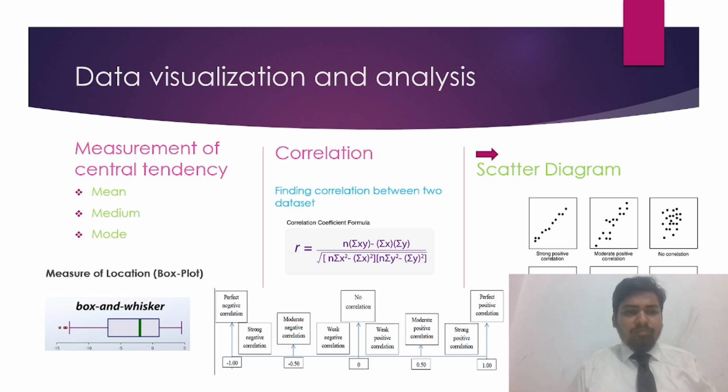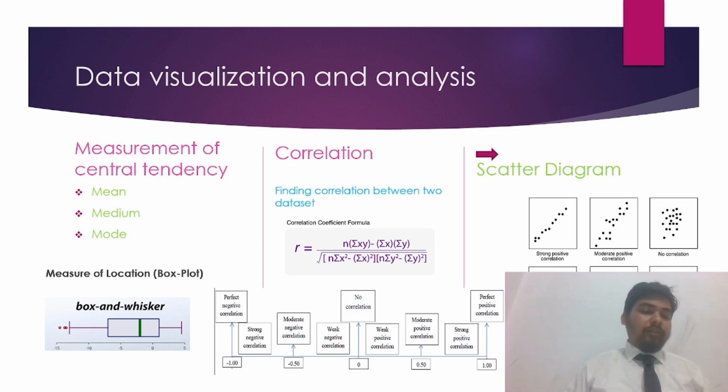If I talk about measurement of central tendency, there are three types: mean, median, and mode. If I talk about measurement of location, we can find the extreme, suspected, or normal value by using box and whisker plot. So whether a value is suspected, extreme, or normal in this data set, we can find and predict by using box and whisker plot.